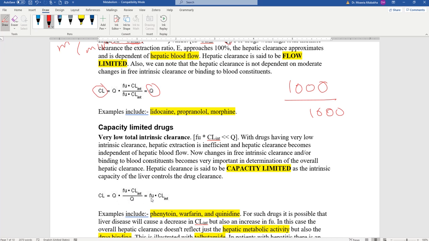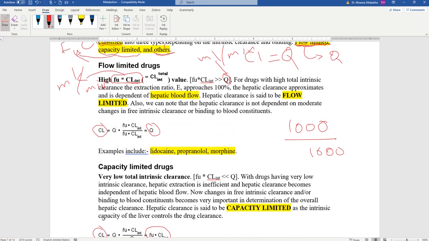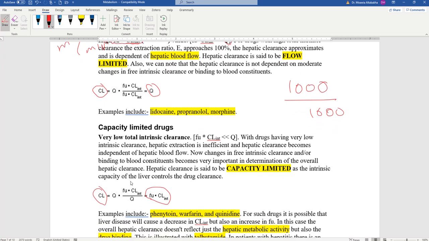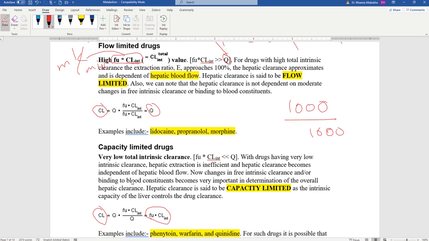Q goes with Q, and what we get is fraction unbound times intrinsic clearance. This means hepatic clearance is affected by fraction unbound times intrinsic clearance. Any change in binding or in intrinsic clearance will affect drug clearance. Now, these two important categories, I want you to know the following.